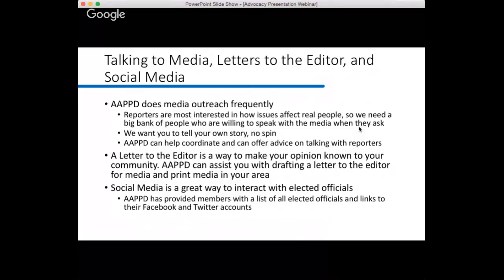A reporter is only doing their job when they ask questions, and they obviously want the most factual article, the most impactful article possible if they're working on an issue. So APAD does help coordinate and can offer advice when talking to reporters. If you are working with somebody per our request, we will always coordinate the meetings and interviews with you and assist you in preparing for those. So you don't have to feel intimidated when talking to media.